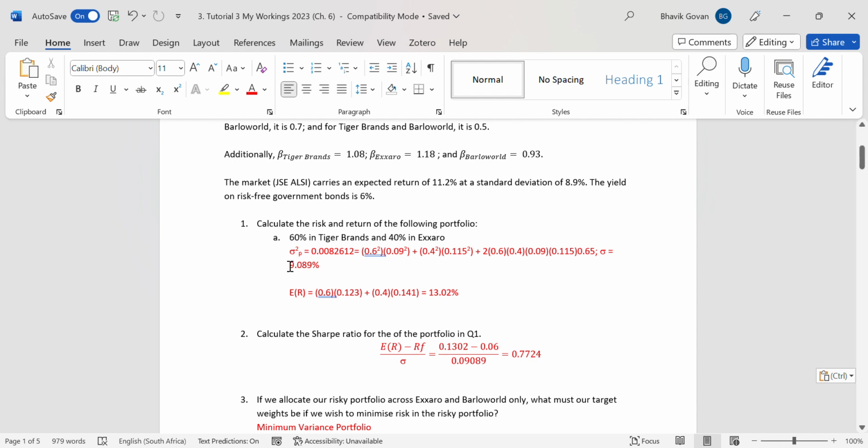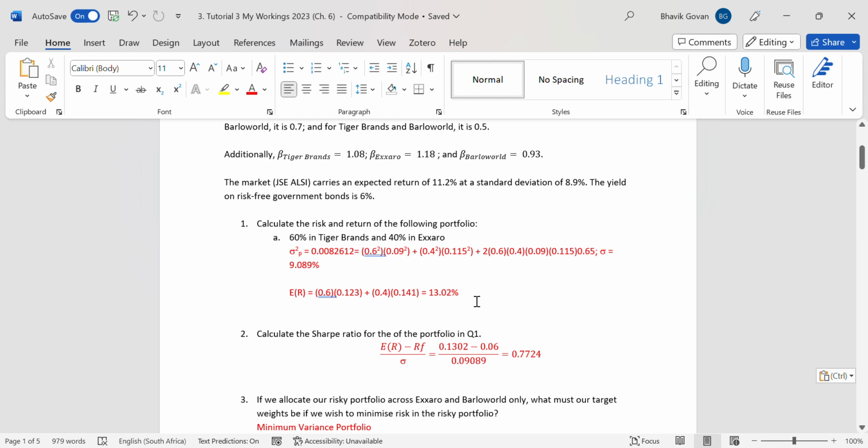So in this case, the return will be exactly the same as it was in tutorial 2. So it'll be the weight of asset 1 times the return of asset 1 plus the weight of asset 2, 40%, times the return of asset 2. And that's how we get our 13.2%.